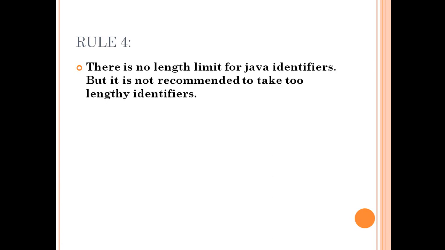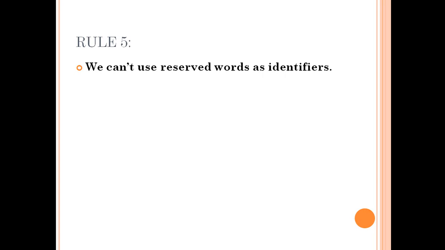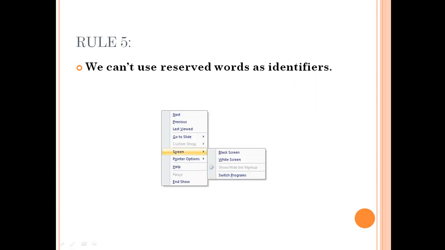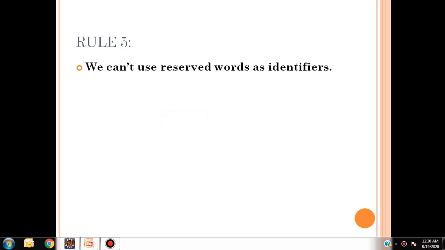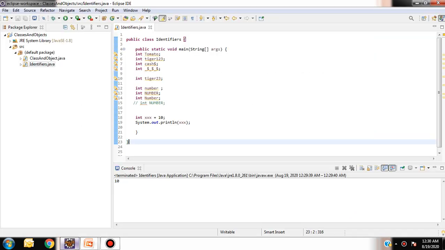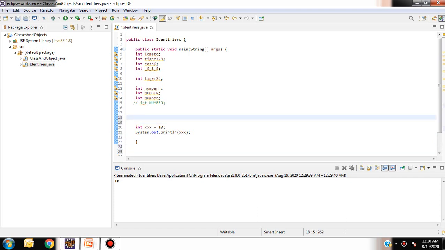Now let us move to rule 5. Rule 5 is very simple. It says that we cannot use reserved words as identifiers. Now what are reserved words? Reserved words are keywords, and it is a different topic altogether. But if we use them as our identifiers, then we will get a compile time error, because reserved words have their own meaning. Their meaning is known to the compiler.